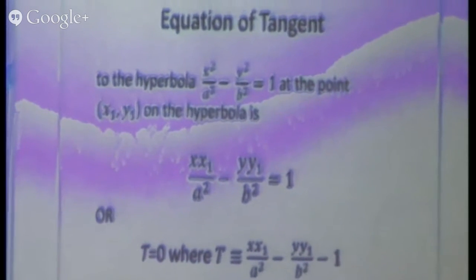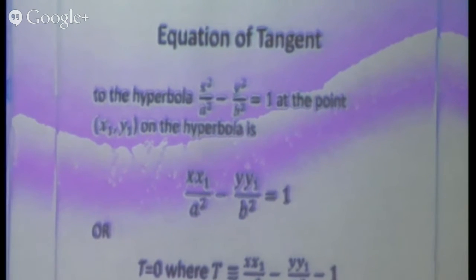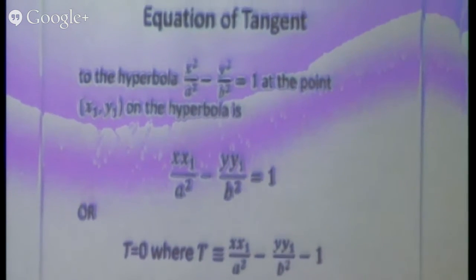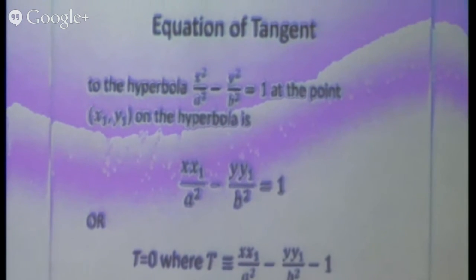And can you realize that this was a technique in the ellipse also? There, the ellipse was x square upon a square plus y square upon b square equal to 1. And the equation was x into x1. Wherever x square is occurring, we are replacing it by x into x1. Whereas wherever y square occurs, we replace it by y into y1.